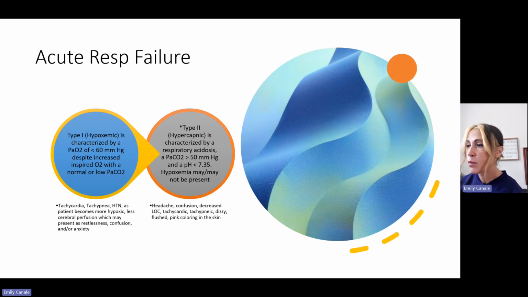So it is important to remember that patients will present with not only the clinical manifestations of respiratory failure, but also whatever is causing the problem. So it depends on whether it's from a VQ mismatch or a trauma. You have to treat the trauma to fix the acute respiratory failure.